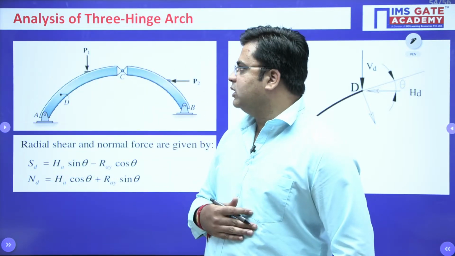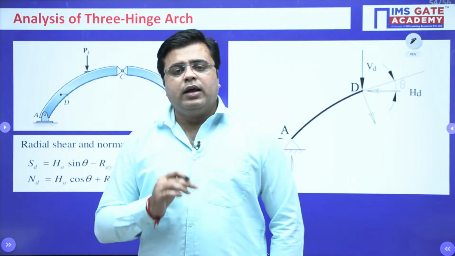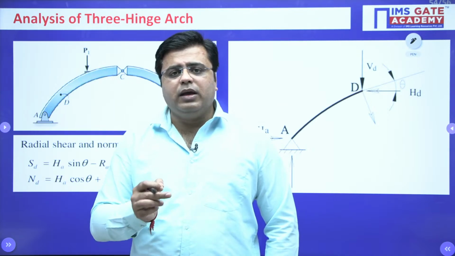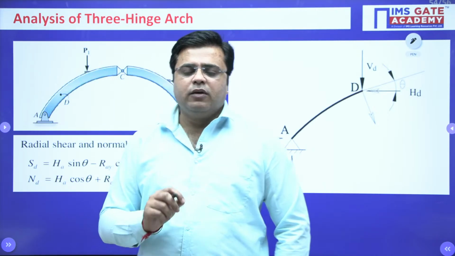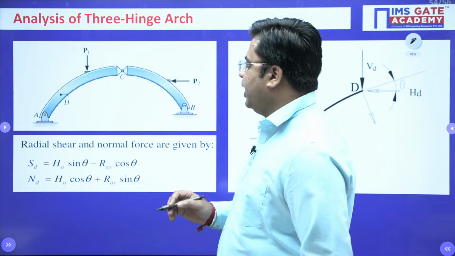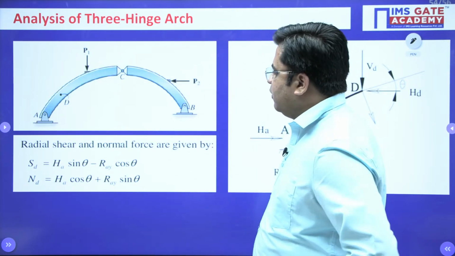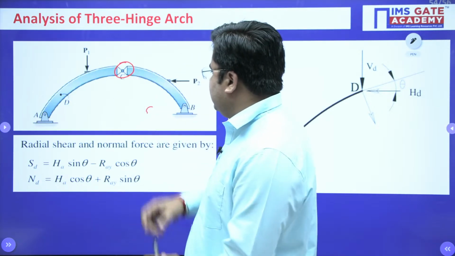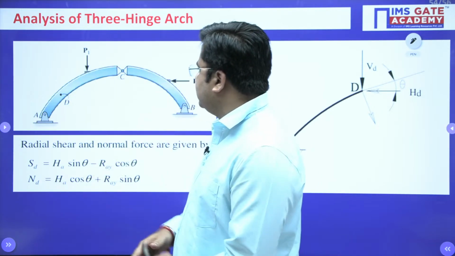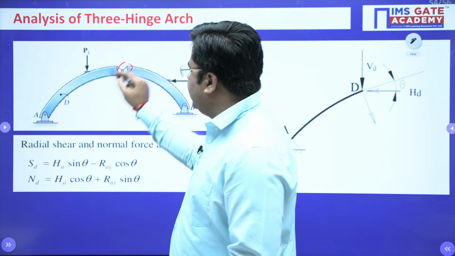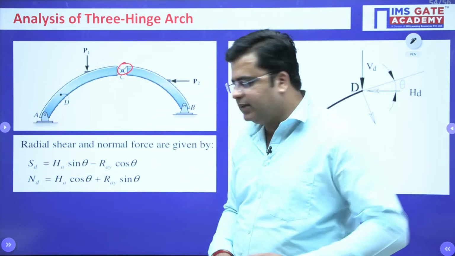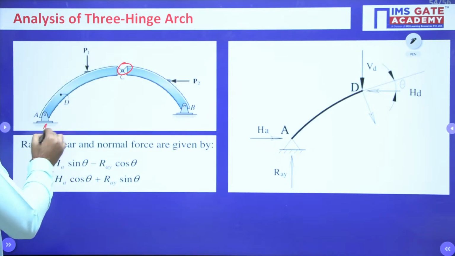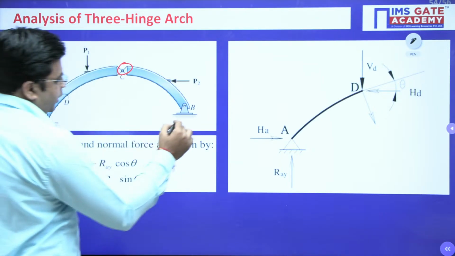When I talk about arches from the GATE point of view, analysis of a 3-hinged arch will be one of the favorite topics from where the questions can be framed, right? When we talk about the analysis of a 3-hinge arch, as you can see here, we have one hinge at point C. And due to the presence of this hinge, we have one additional equation in order to analyze this arch, right? For this arch, we have 4 unknown forces like this.